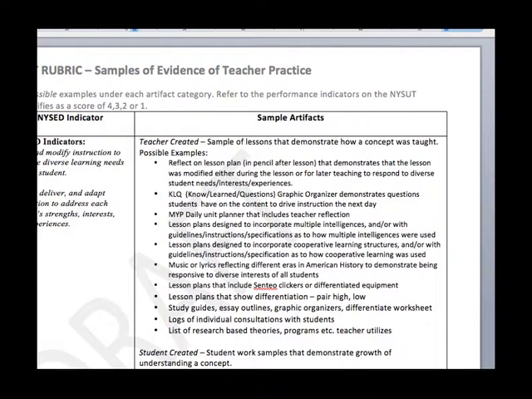Some possible artifacts include reflection on lesson plans that demonstrate the lesson was modified either during the lesson or for later teaching, a completed KLQ chart that demonstrates questions students had on the content that could be used to drive instruction, lesson plans that are designed to incorporate cooperative learning structures with guidelines or instructions on how they were used, or perhaps lesson plans that incorporated multiple intelligences with guidelines on how the multiple intelligences were used. Again, lists of sample artifacts have been provided for you.